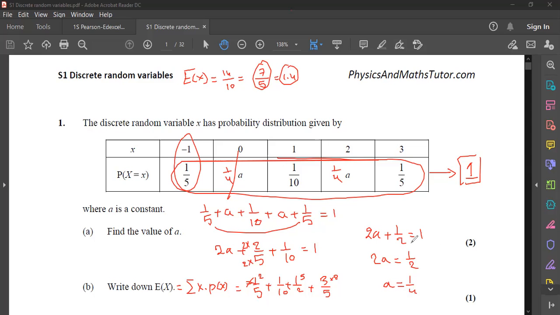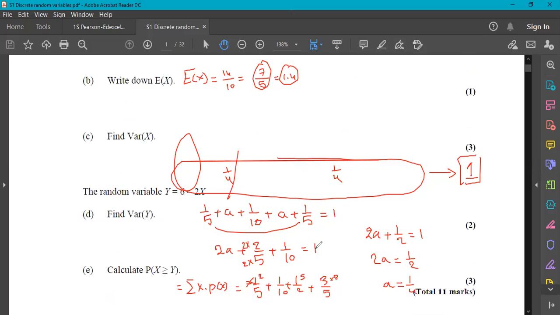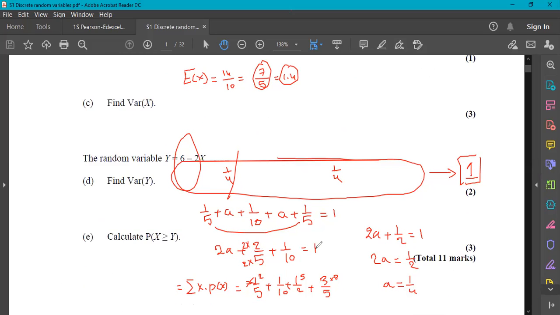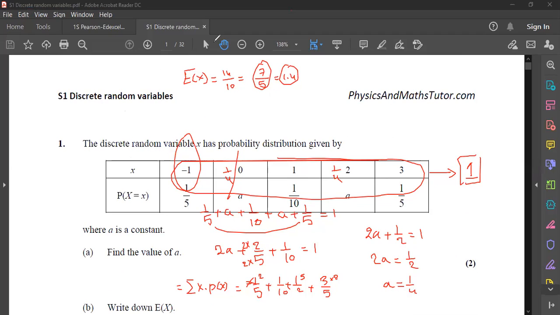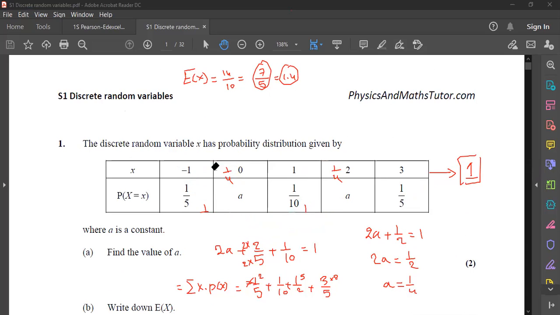So let me just go down a little bit to find out the questions, because I can't see the questions. Now find the variance of x. Okay, so let's calculate. That's your E of x. Let me write it down in this way. Now we need to calculate the variance. So let me erase all of this. A equals 1 over 4. And the mean is equal to 1.4.